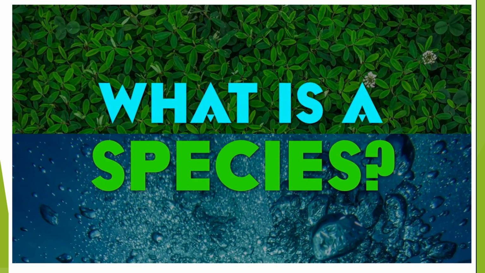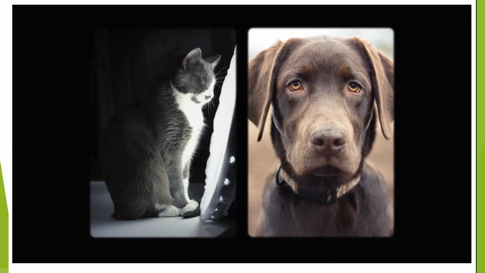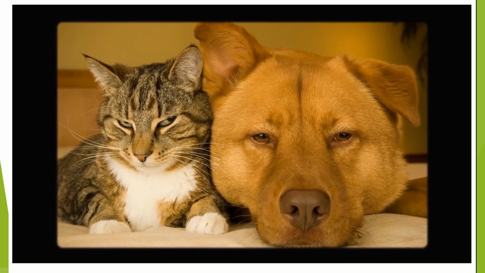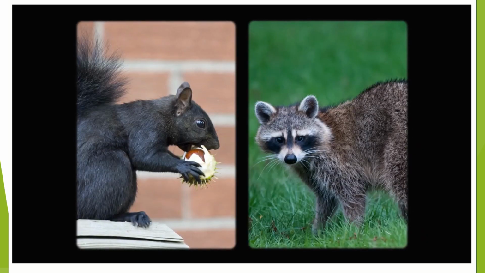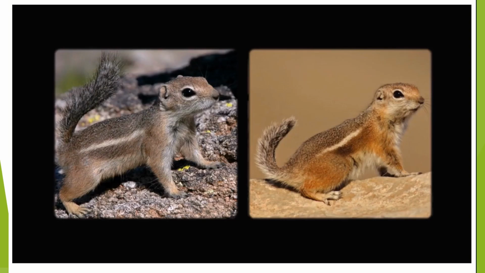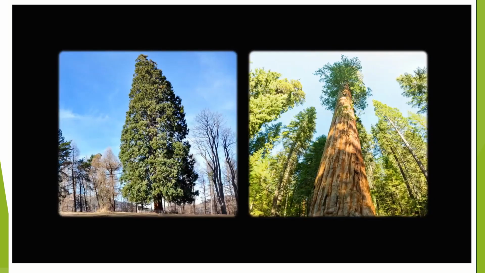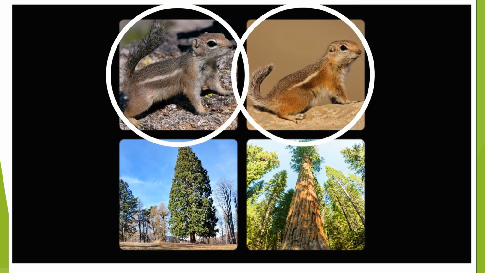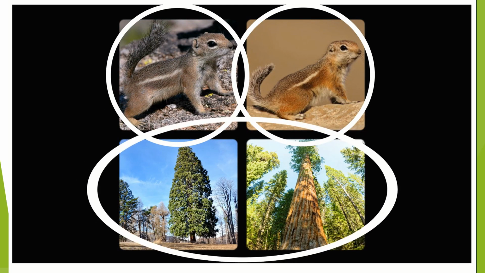The average person on the street can probably tell you that cats and dogs are different species, and chances are they can come up with some reasons why. Cats and dogs look different. They behave differently. They don't make kitten-puppy hybrids. Same goes for squirrels and raccoons. We know intuitively that they're different species. But what about these squirrels? Or these trees? Well, it turns out the squirrels are different species, and the trees are the same species.